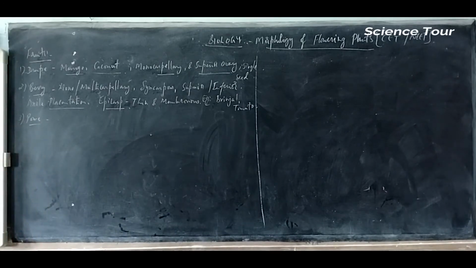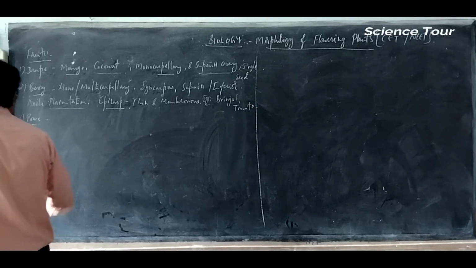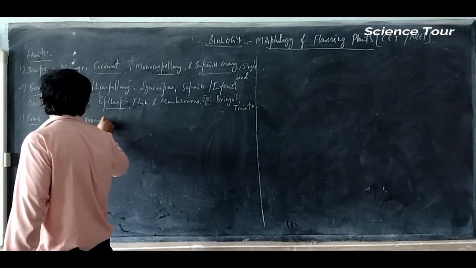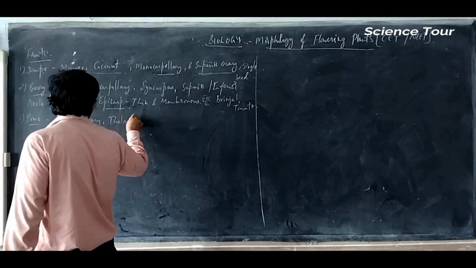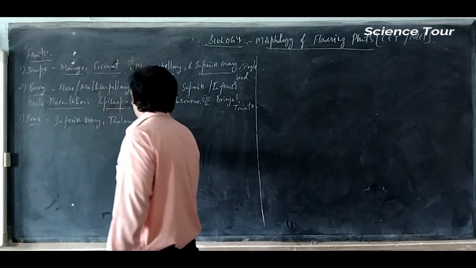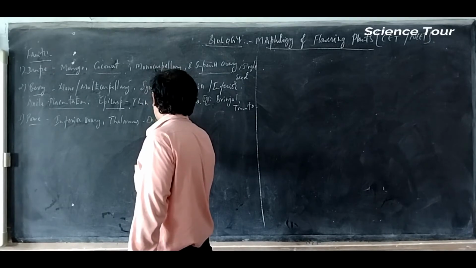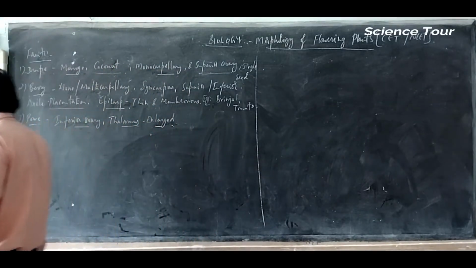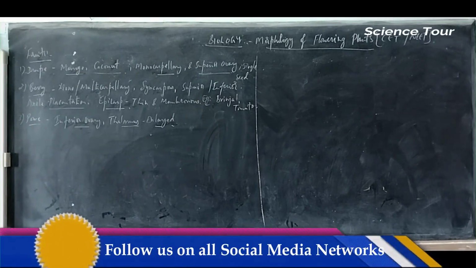In case of pome, the ovary is inferior ovary, and thalamus, the receptacle, is enlarged. It's important. Thalamus is enlarged, ovary is inferior, so the flower is epigynous. Correct? Flower is epigynous.